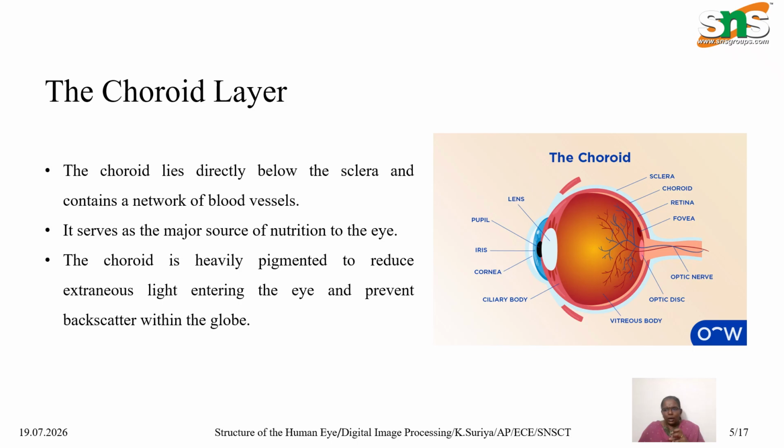So next is the choroid layer. The choroid is located beneath the sclera and contains a rich network of blood vessels. These vessels supply oxygen and nutrients to the eye tissues. Another important feature is that the choroid contains dark pigments which absorb unwanted light. This prevents internal reflections and improves image quality, similar to the black coating inside professional cameras that reduces glare.